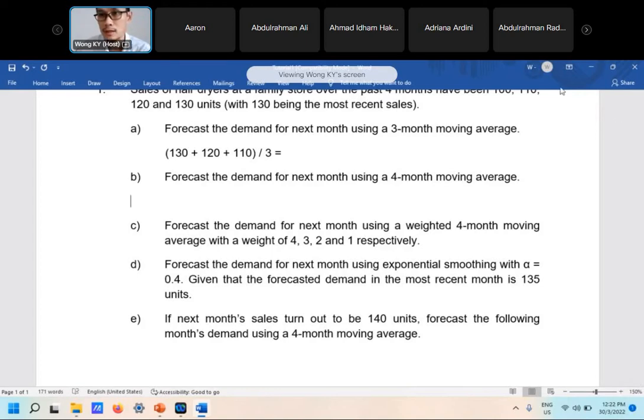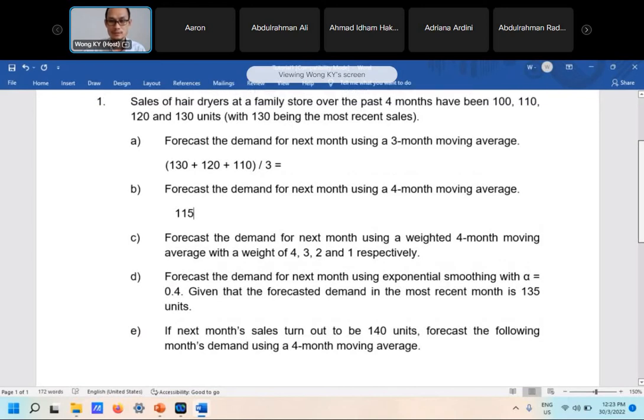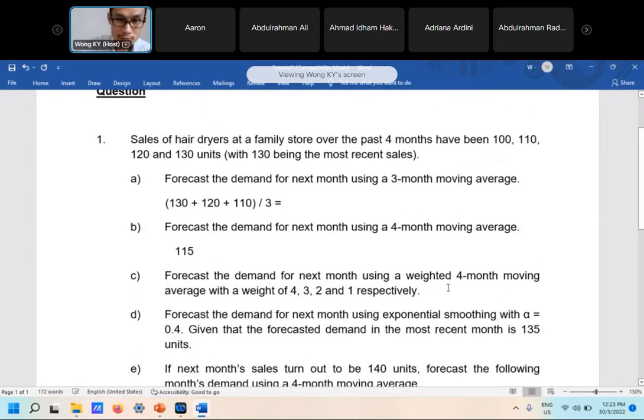Okay, Amiro, give me the answer: 100, 110, 120, 130, divided by 4, 115. Everyone can refer to the chat. So 115. Next, question C, forecast the demand for next month using a weighted 4-month moving average with weights of 4, 3, 2, and 1 respectively. Any volunteer for this?